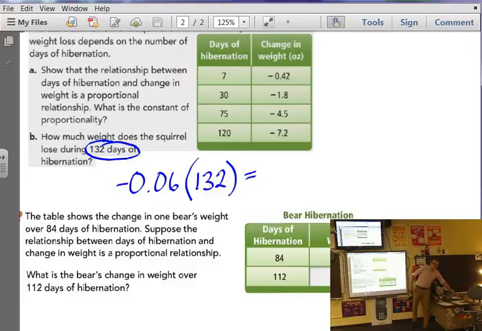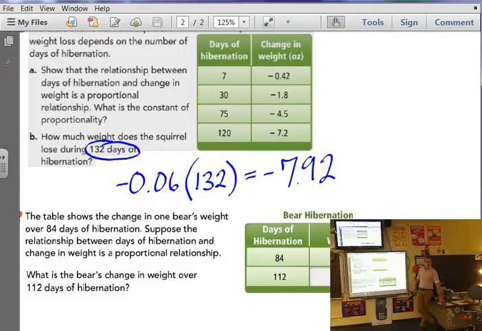That is an instance where I would let you get a calculator. Now we could break this up. I could do 6 times 100, 6 times 30, 6 times 2, and then move the decimals back in. As long as you know how to do that, you don't have to do it every time mentally. You can use a calculator to help you be more efficient. So this comes out to be negative 7.92.